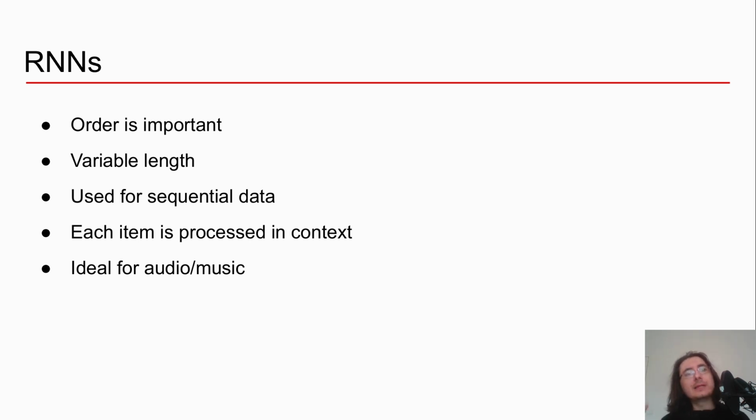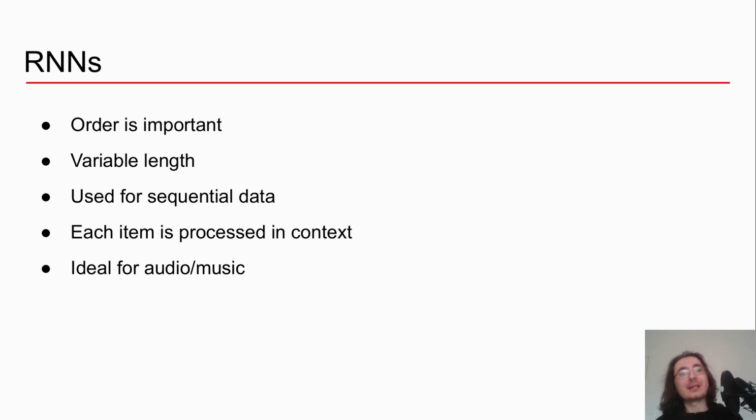So RNNs, in a sense, try to address all of these issues. They're used for sequential data. The great thing about them is that they process data in such a way that each data point is processed in context. So we look back at what happened before to understand what to do next with our data and how to predict.